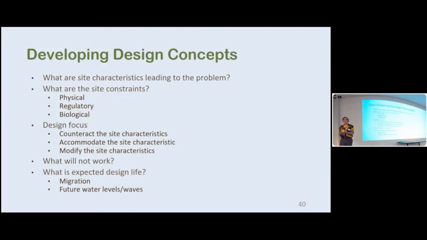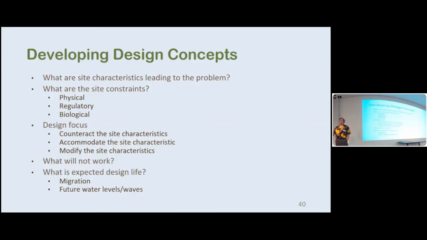Stop erosion. So once you get down to the design focus, three principal ways of dealing with these environments is, for example, counteract the site characteristic. Again, a wave, armor, just put in something big enough that the wave can't move it. That's a very common solution. But again, you don't have a lot of habitat value with that.